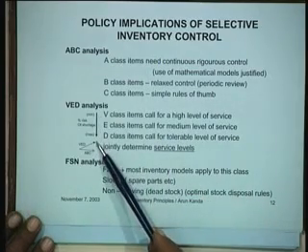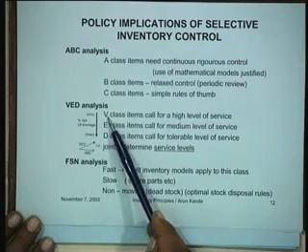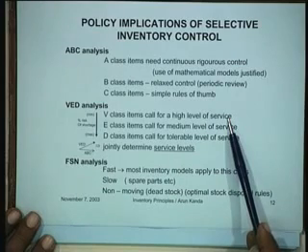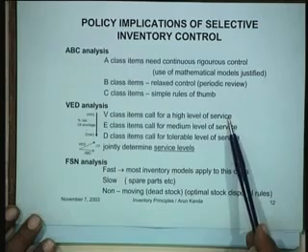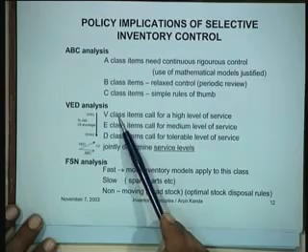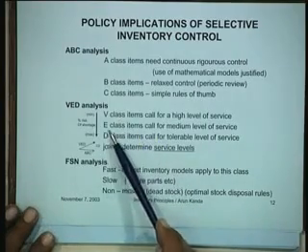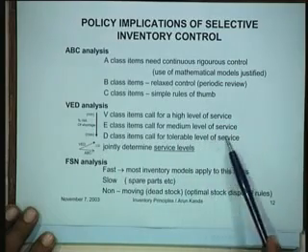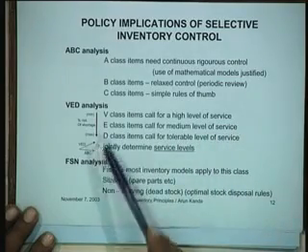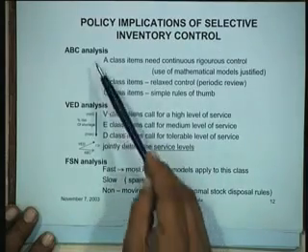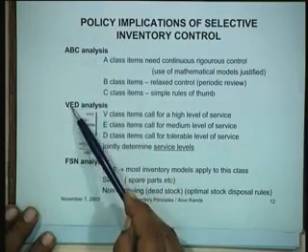As far as VED analysis is concerned, V class items call for a high level of service because they are vital. Therefore, you should have them in stock when they are needed. So the probability of a stock out should be small. That means you need high level of service for these items. And E class items call for medium level of service, and D class items call for a tolerable level of service. And therefore what we are basically trying to say is that the service levels are determined jointly by whether an item is ABC or VED.